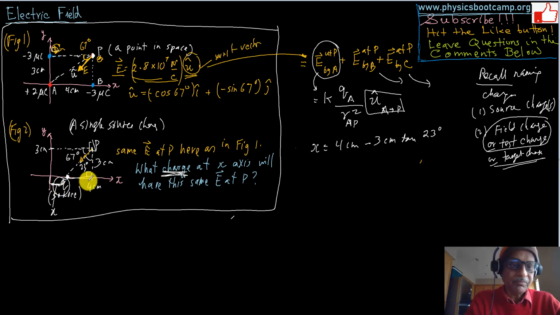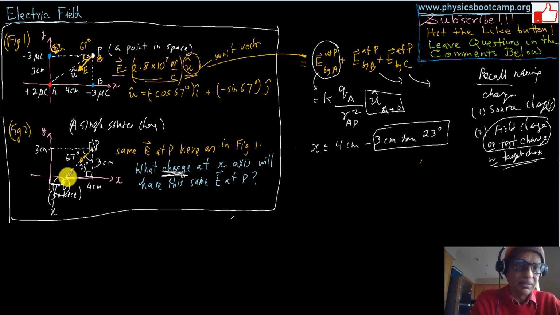And I really don't need the x, I just need this. So I just need this distance, and this is 3 centimeters. So the net distance here, the D, or let's call it little r from ABC. Let's call it G, maybe from G to P.